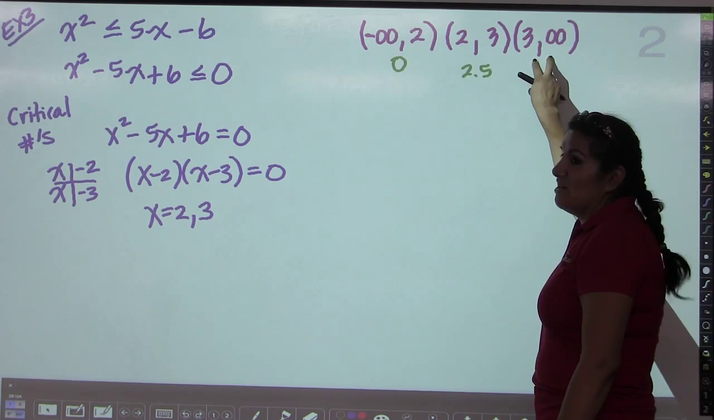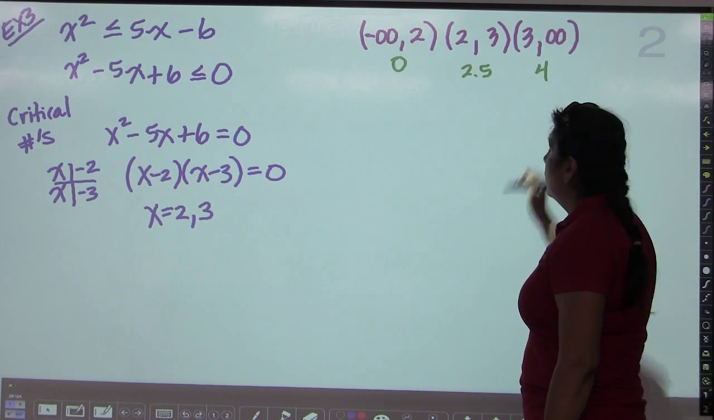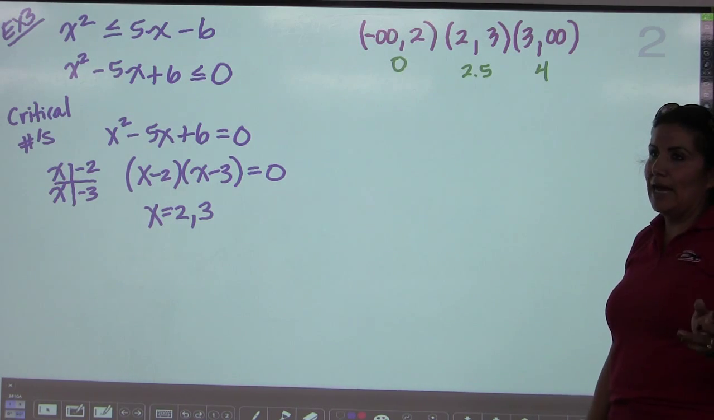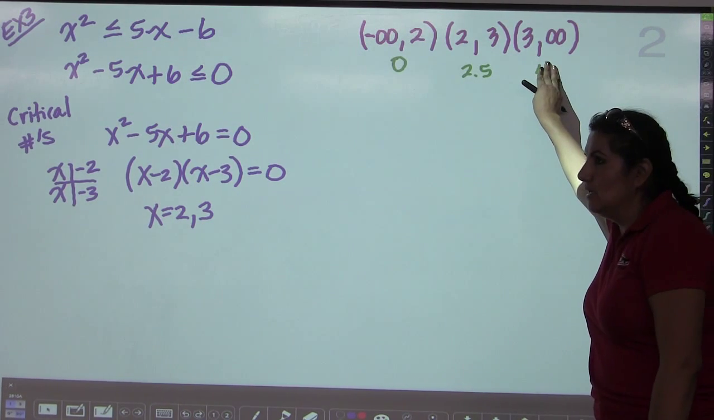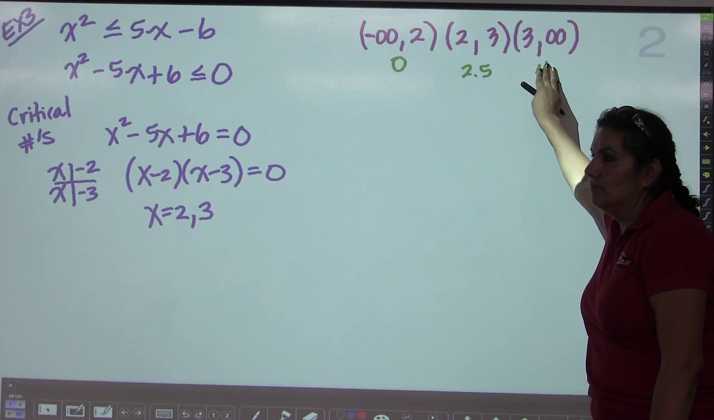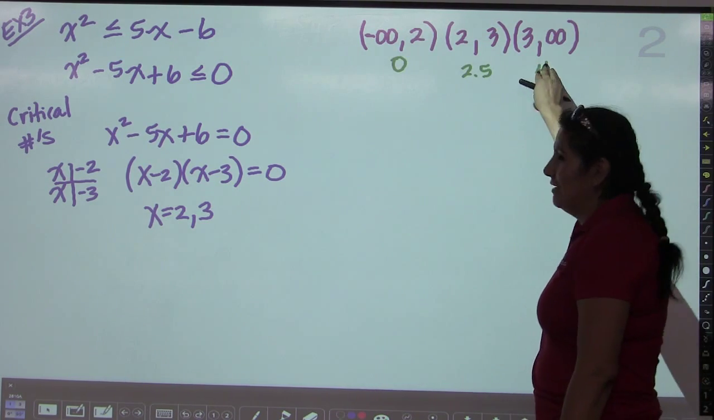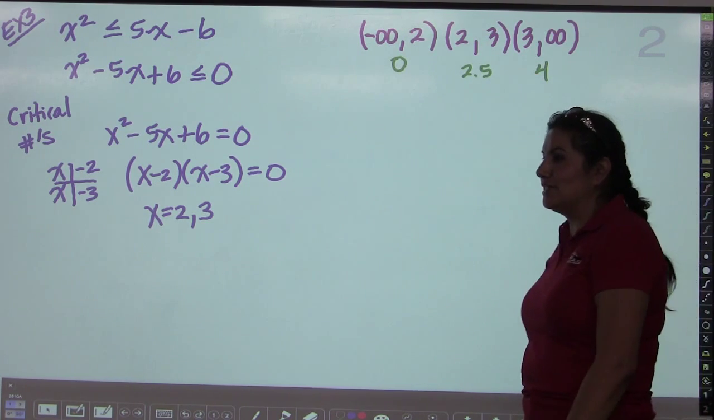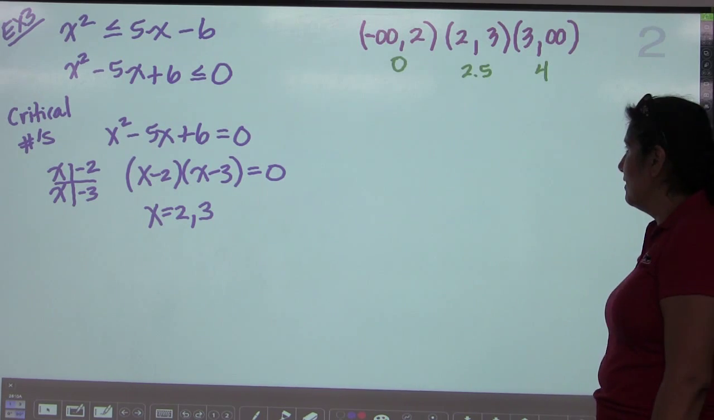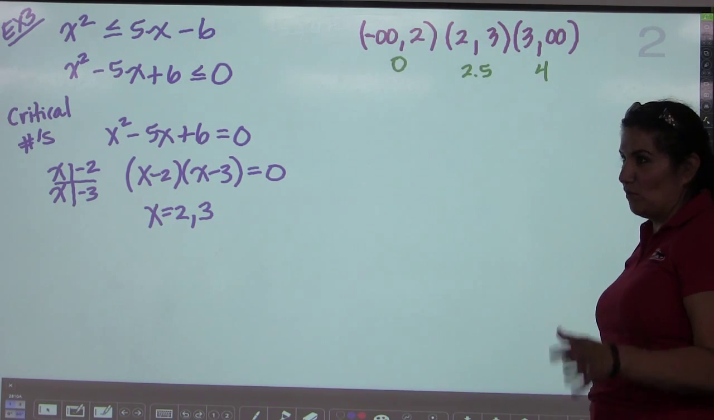Okay? So then between 3 and infinity? 4. Okay, be smart. Don't pick 109, because that's in here, obviously. But that's a big number to plug in. Let's pick pi. You could pick pi. But again, it just makes things more complicated when you pick pi. Okay? Pick easy numbers. I'm not trying to make this difficult for you.